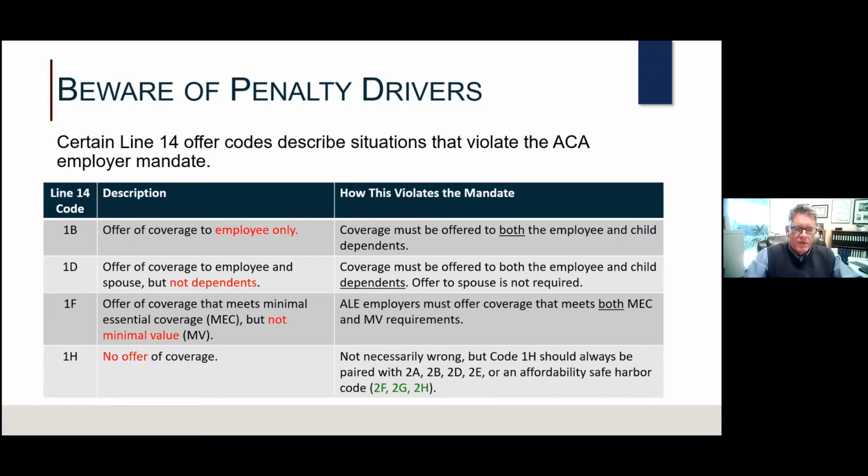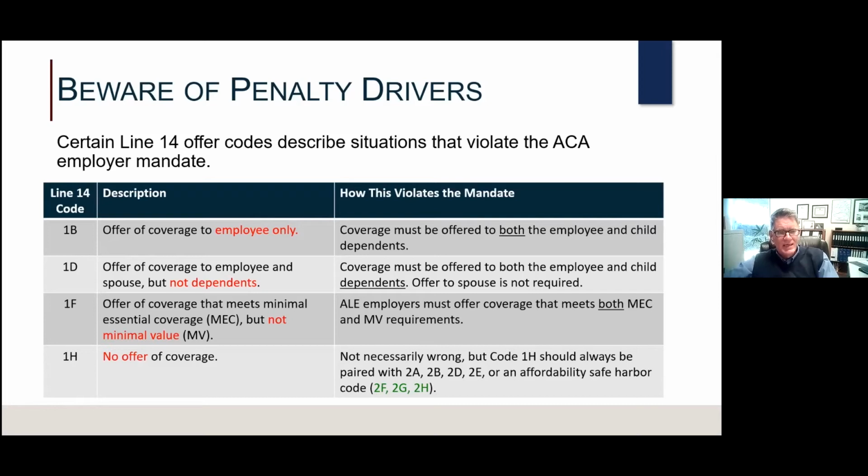Code 1F, an offer of coverage that meets minimum essential coverage but not minimum value, that actuarial figure. ALE employers are required to offer coverage that meets both MEC and MV requirements. Morrison Garritano does not sell medical insurance that does not meet these requirements.